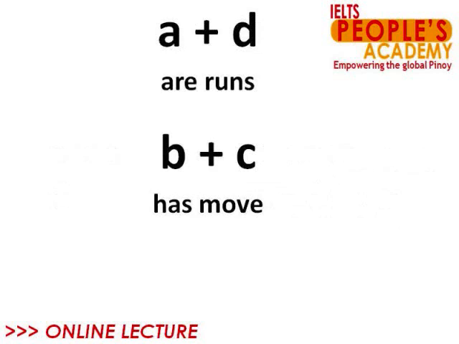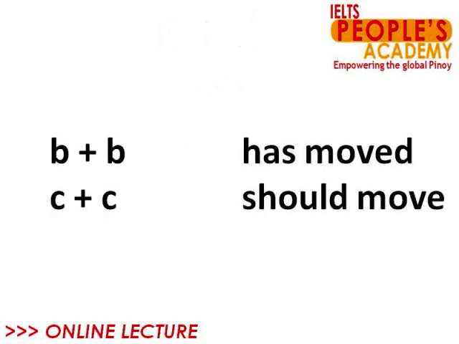Or another mistake is adding D together with C. So what comes out would be the has moved. Doesn't make sense as well. It's wrong. So instead of the B plus C, you can change it into B plus B, as in has moved with a D. And you can also use C plus C, should move, that is.